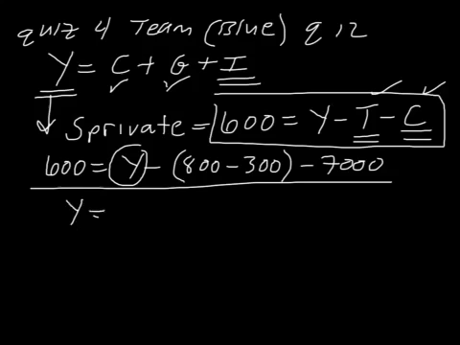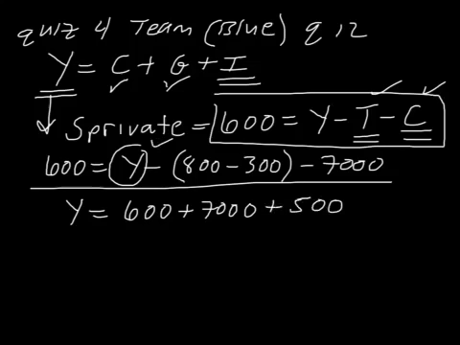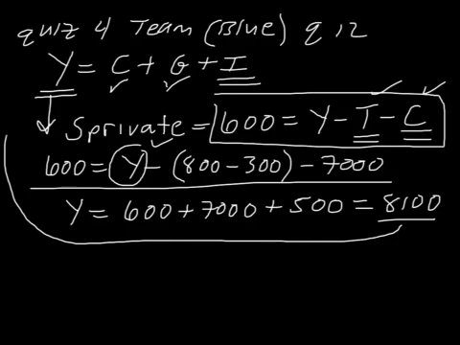So income is going to be 600 plus 7,000 plus 500. And all I did there is isolate Y. So that gives you income is equal to 8,100. Now I'm going to go back to this equation with this 8,100. I'm basically going to take this and substitute it right there.